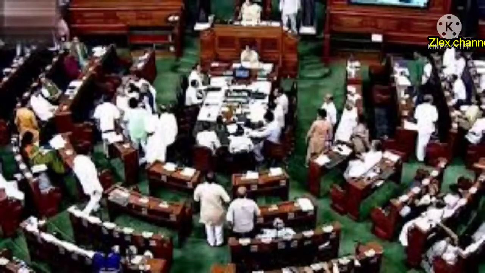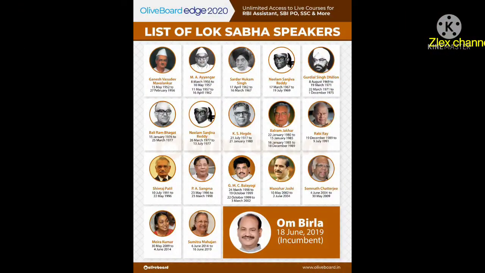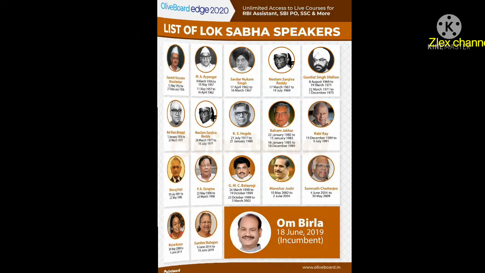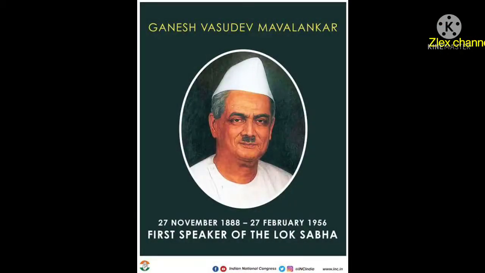Friends, now let's study about the speaker. The members of parliament elect the presiding officer or the speaker of the Lok Sabha from among themselves. The speaker is chosen from the ruling party. He is expected to act in an impartial manner. The speaker supervises the proceeding and maintains order in the house. G.V. Mavalankar was the first speaker of the Lok Sabha.